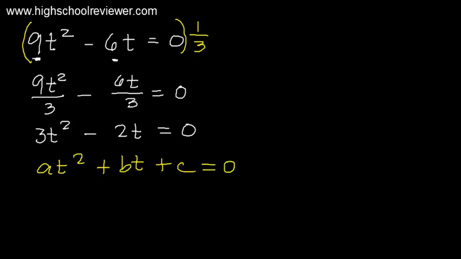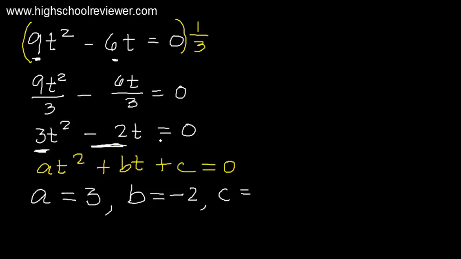So the value for a here will be the numerical coefficient of our first term, that is positive 3. Our b is the numerical coefficient of our second term, and that is negative 2. And for our c, we do not have a third term. So since we do not have a third term, the value for c is 0.